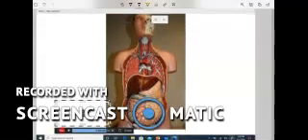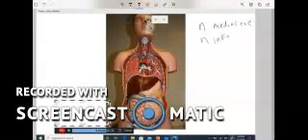Now, his nose is right there. The nose is medial to the eyes. And the nose, is it above or below the eyes? It is inferior. So basically the nose is to the middle and below the eyes.